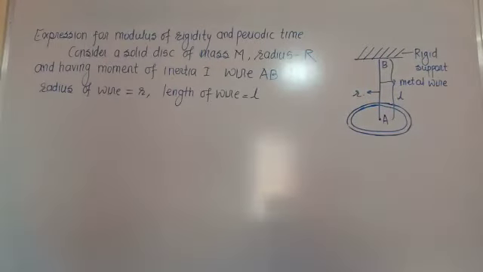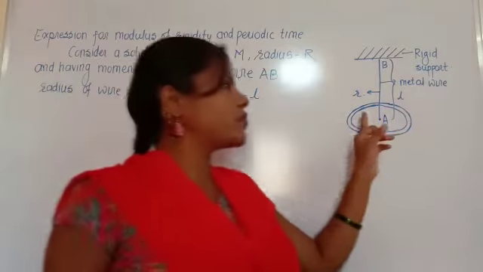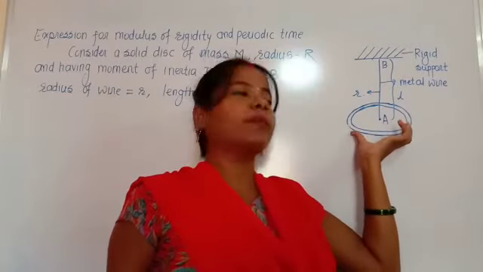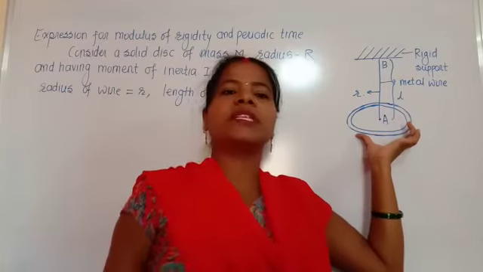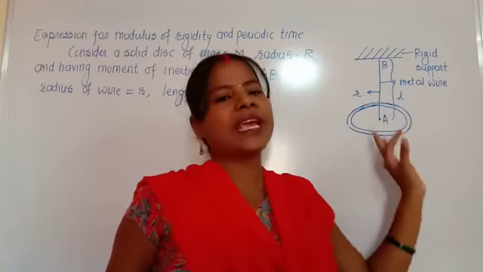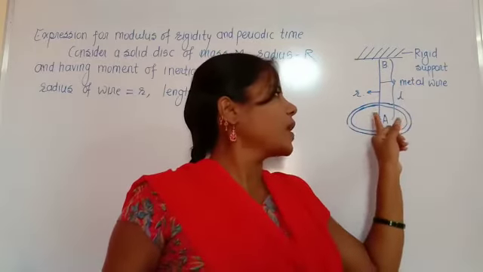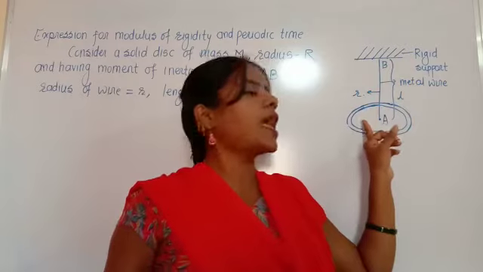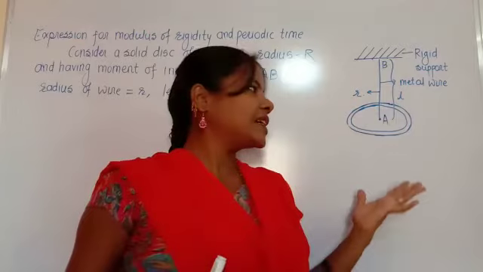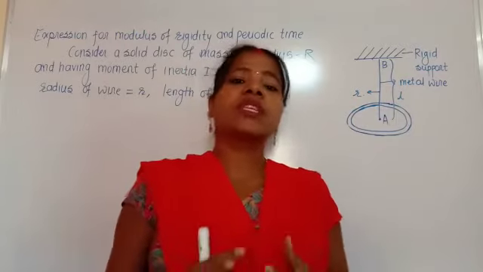When a circular disc is given a small angular displacement about the axis of suspension from its initial equilibrium position by an external torque, it means we apply a torque to this disc and the disc performs angular displacement about the suspension wire axis. At that time, a restoring torque is produced in the wire.